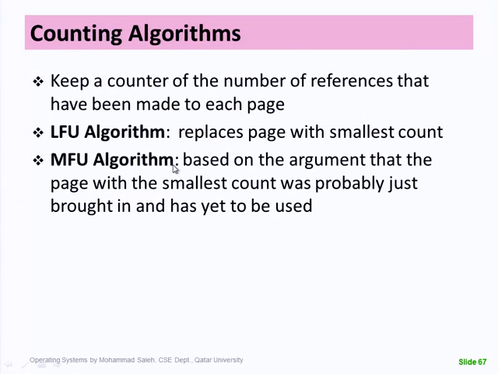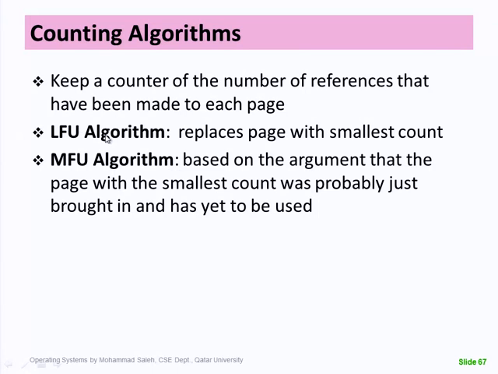There are also other algorithms as well. For example, we have an algorithm that is least frequently used and most frequently used. These two algorithms. With least frequently used, the least frequently used page is chosen as a victim. With most frequently used, the most frequently used page is chosen as a victim. These two are the opposite of each other, right?